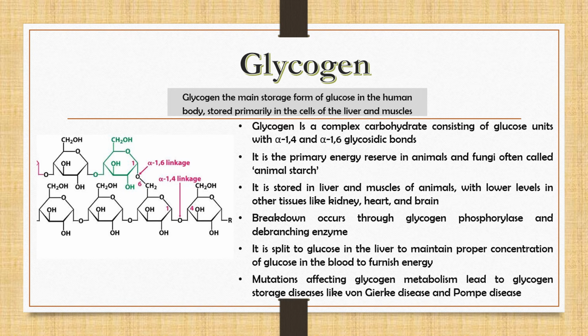Glycogen is regulated by insulin and glucagon. Insulin promotes glycogen synthesis, while glucagon promotes glycogen breakdown. Mutations affecting glycogen metabolism lead to glycogen storage diseases like von Gierke disease, Pompe disease, and McArdle disease.